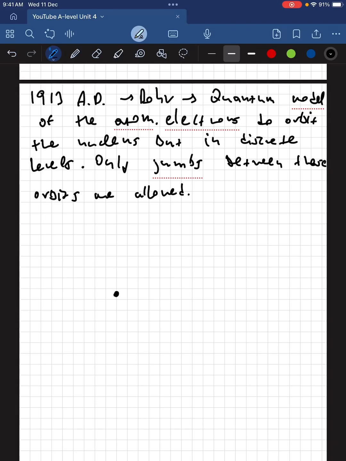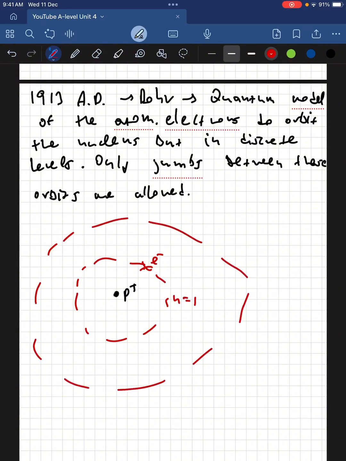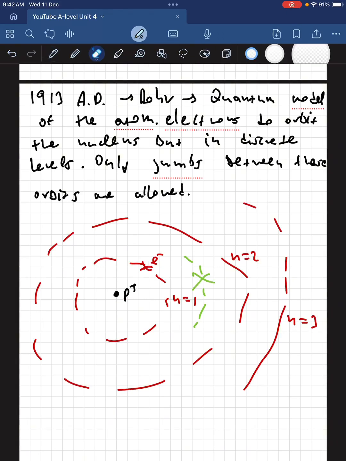So let's say we have hydrogen, which is easy. We have a proton and we have an electron. The electron can only exist in this orbit and maybe this orbit and maybe another orbit over here. It cannot exist anywhere in between. That's not allowed. I'm going to put an X there and delete it.